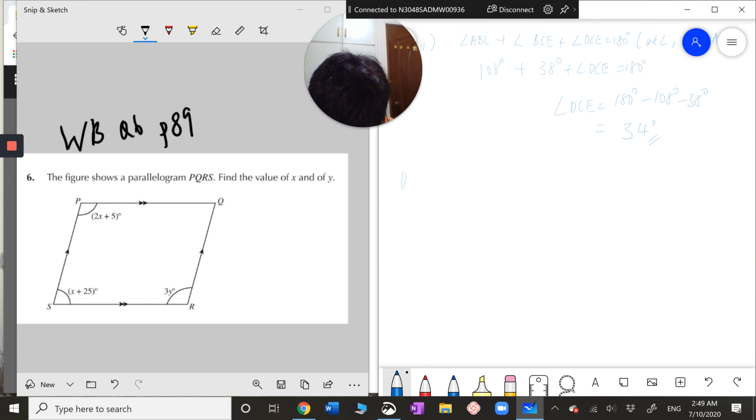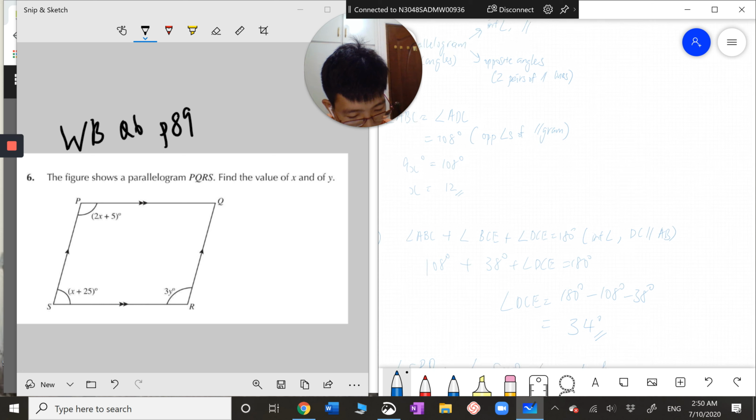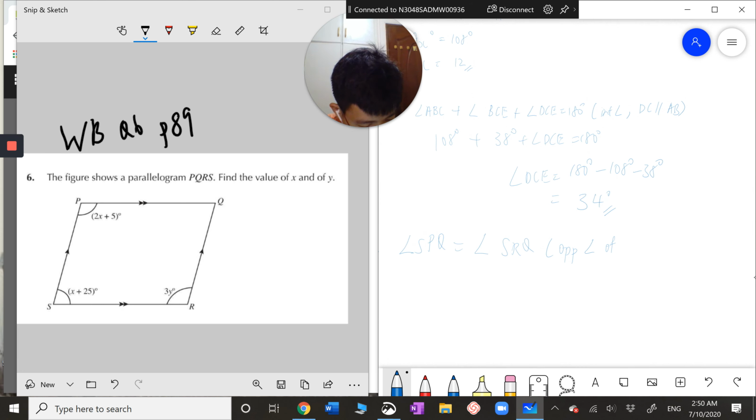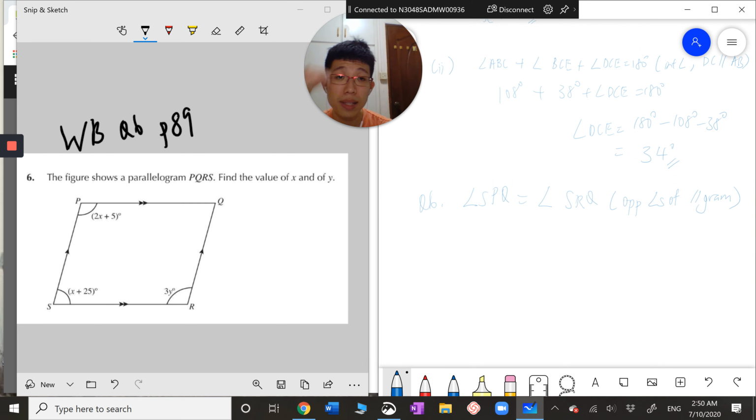So for question 6, I say that angle SPQ is equal to angle SRQ. Why is it so? Because they are opposite angles of parallelogram. So in this case, since they are equal, I can equate the equations together. So 2x plus 5 equals 3y. So this is our first equation.